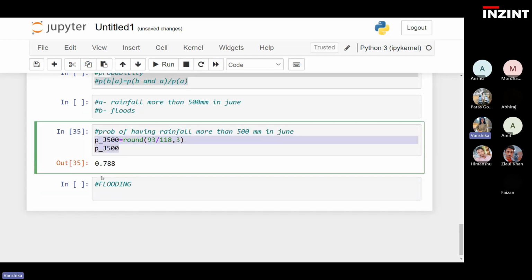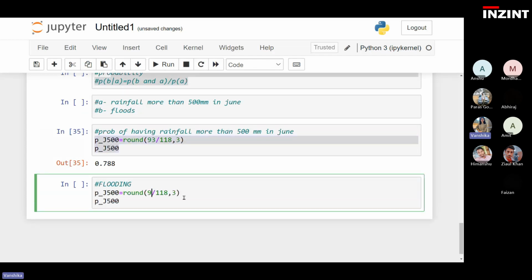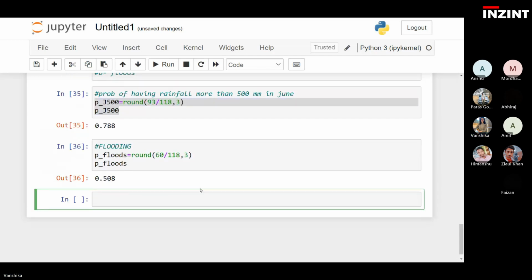Let me copy this part. 60 divided by 180, and we will call it the probability of floods. Okay, so there is a 50% chance कि floods होंगे.